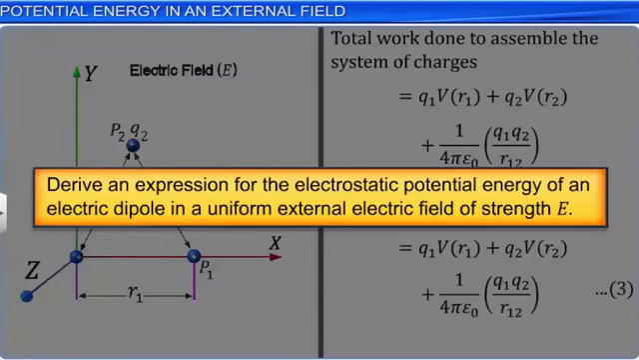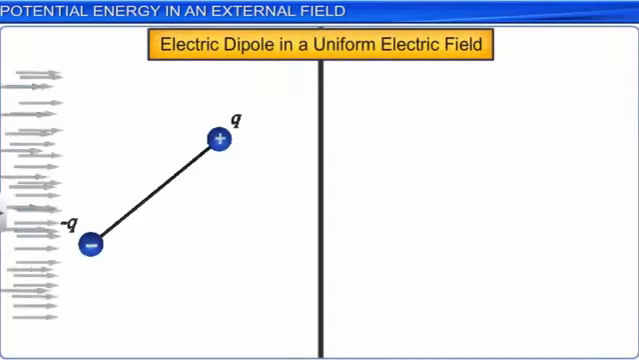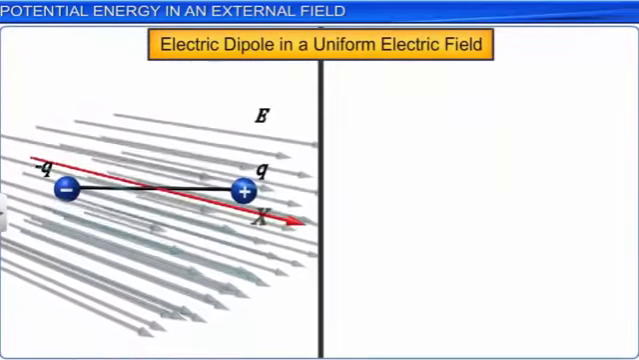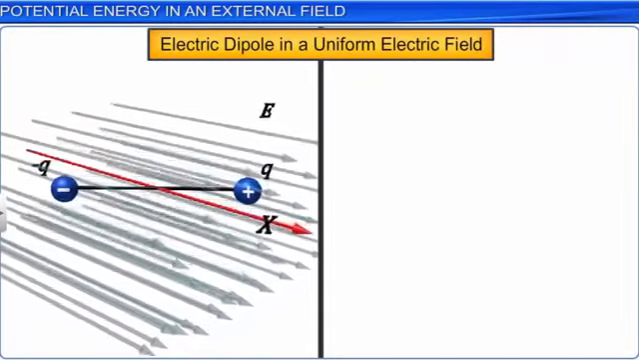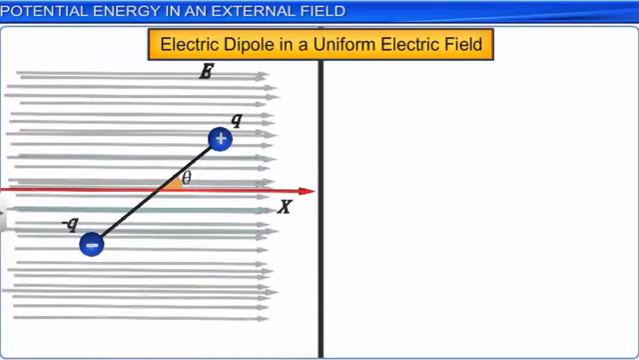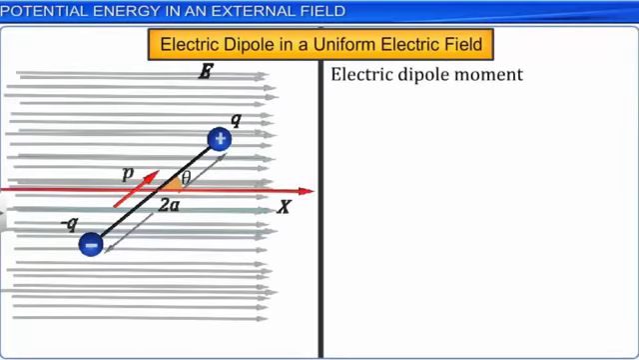Now, let us derive an expression for the electrostatic potential energy of an electric dipole in a uniform external electric field of strength E. Consider an electric dipole placed in a uniform electric field of strength E directed along the positive x-axis. The axis of the dipole makes an angle theta with the direction of the electric field. The dipole has charges plus q and minus q separated by distance 2a. Hence, its electric dipole moment P is equal to 2aq.